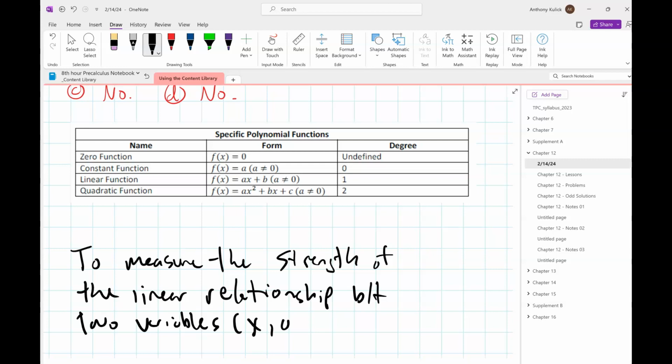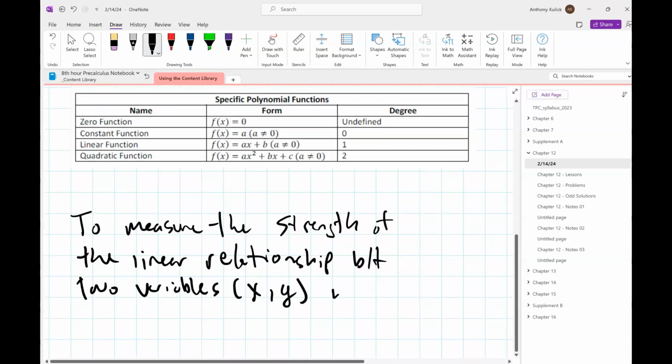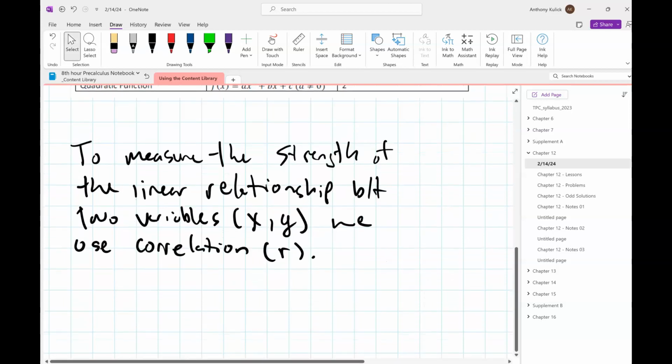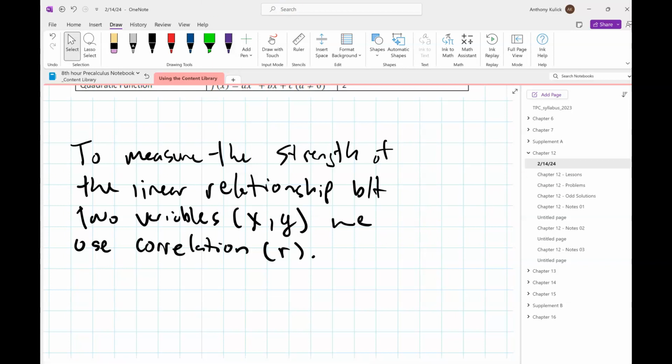And let's just say those two variables are x and y. So to do that, we use correlation, which we abbreviate with the letter R. When we talk about R, it is a real number that goes from -1 to +1.